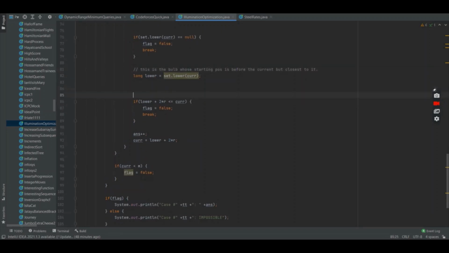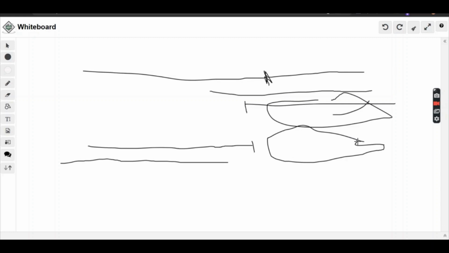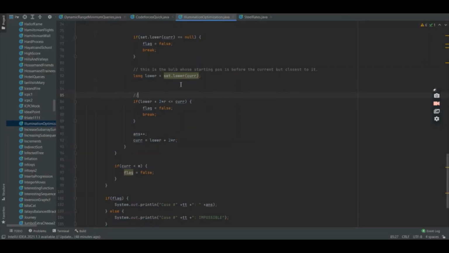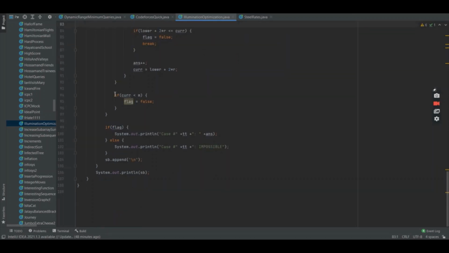And here's another base case. This is your current position, and this is when the previous bulb, the bulb we are going to take now, has an ending position that lies before this current. In this case we cannot move further, because there is no bulb out there, and we cannot lighten up this remaining space. So it is not possible to lighten up the road, and we are going to print the answer as false. And at the end, if the current is less than m, which is basically the ending position of the road, the answer will again be not possible, and we'll print it.